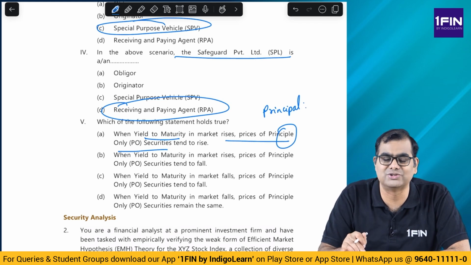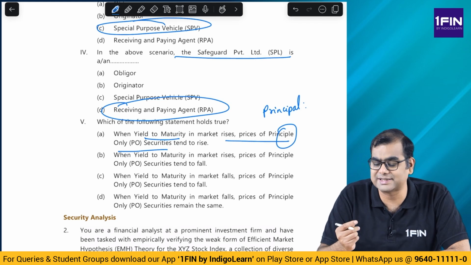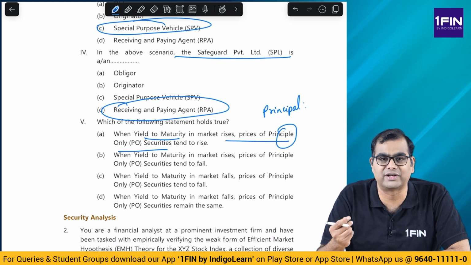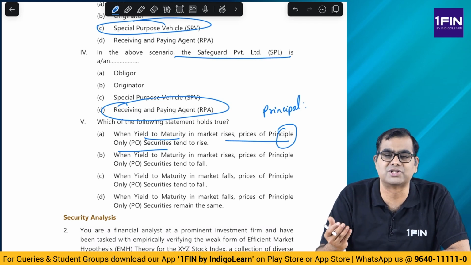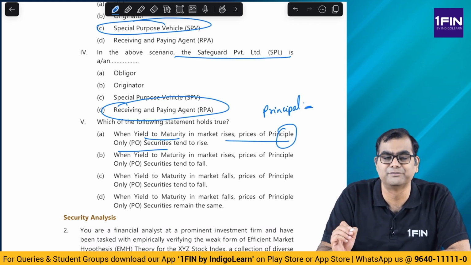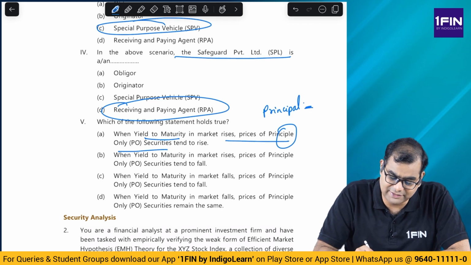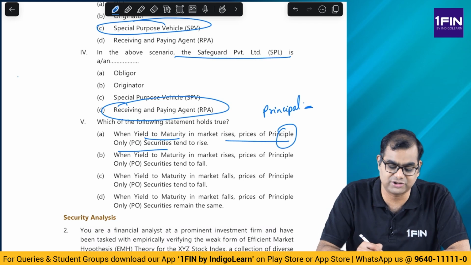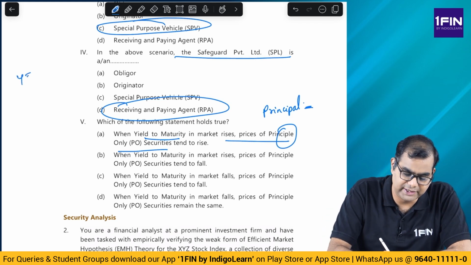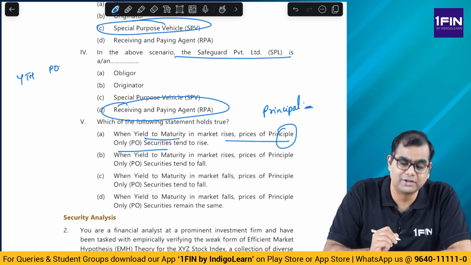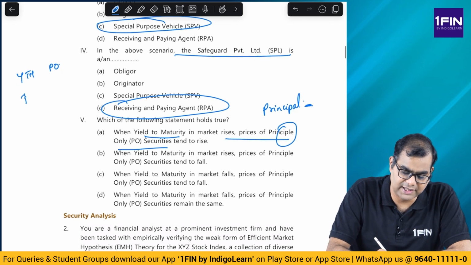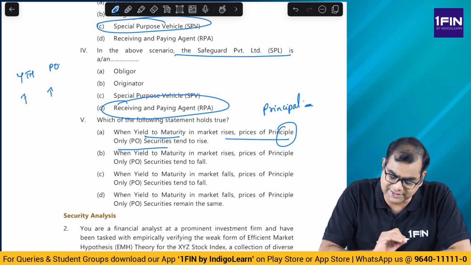The same principle is used for loans. Principle means I stand by a principle, a value, ethic or something. Principal means the initial amount, or your school or college principal. So both of them sound the same. Anyway, keeping that aside, when YTM in the market rises, the price of principal only PO securities tends to rise. So YTM, PO. What are they saying? This rises, this also rises. That's what they said, right?